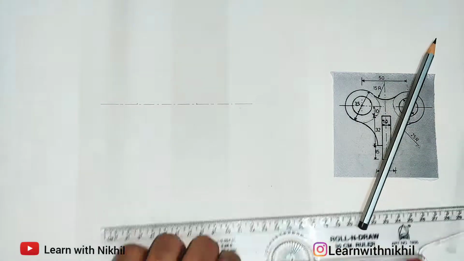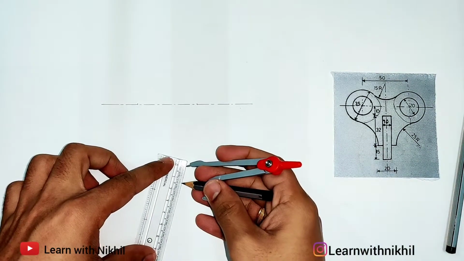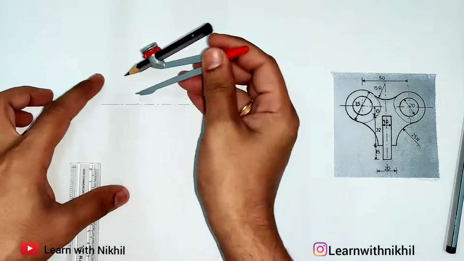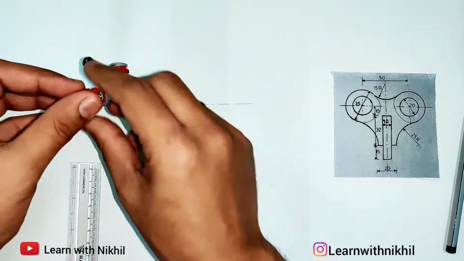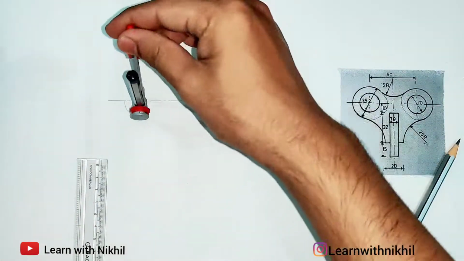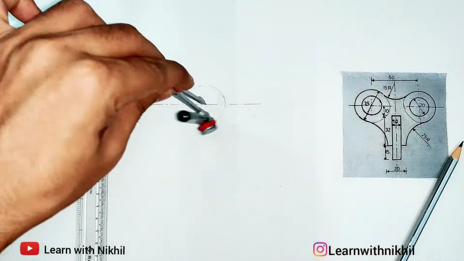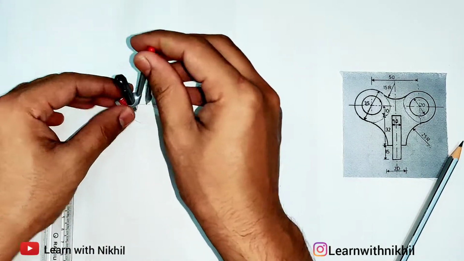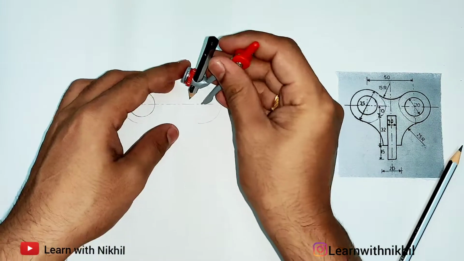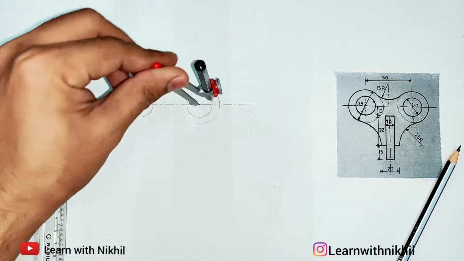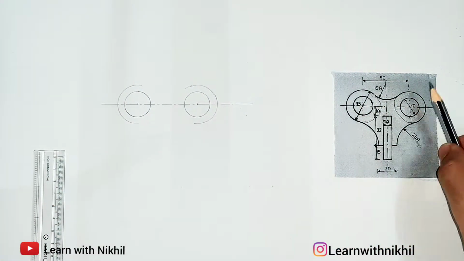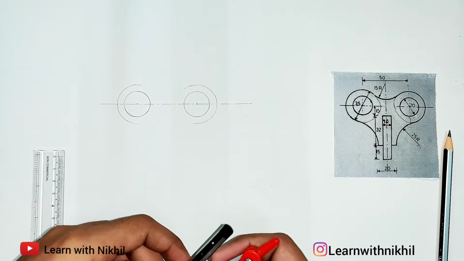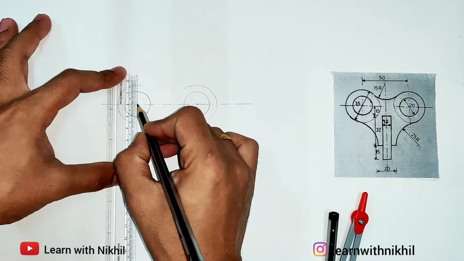The outer circle diameter given is 35 millimeter. So from one point we will draw the circle. We'll draw the circle lightly. Now the inner circle is of diameter 20. So these 4 circles we have drawn. The outer circle, as you can see, I have drawn lightly and not completed.